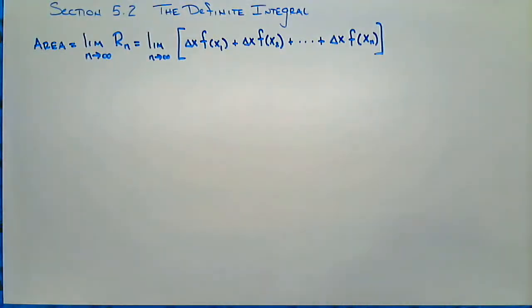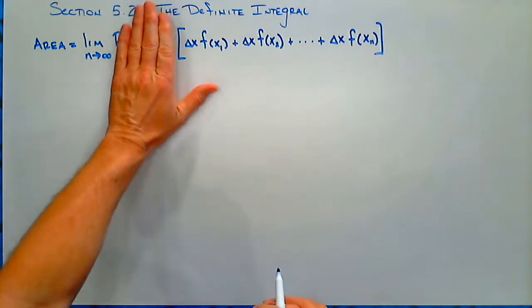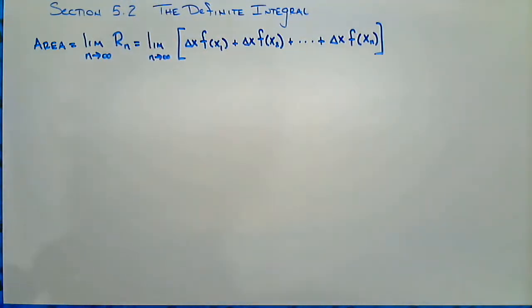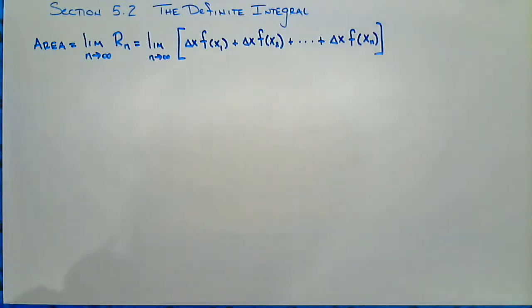This was our concluding statement in section 5.1. We said, well, if we want to find the area, we add up all the rectangles, and then we let the number of rectangles go to infinity. Now, from here, we're going to go into the definition of the definite integral.